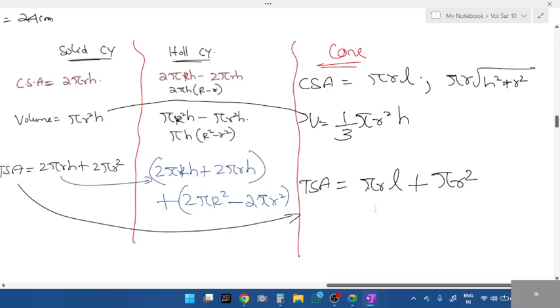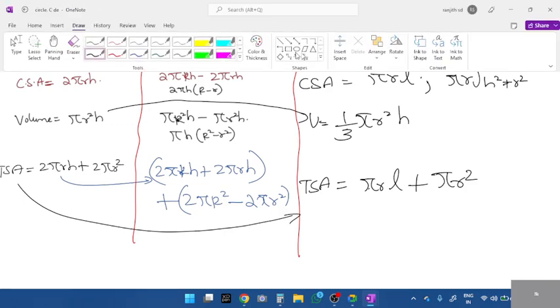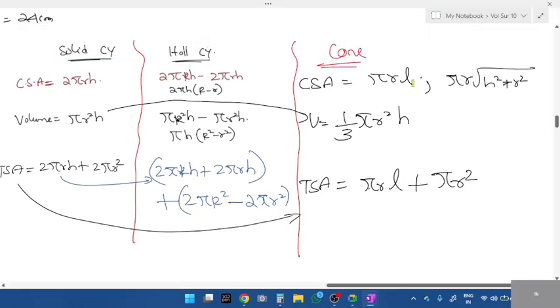Pi r L plus pi r square. 1 by 3 pi r square h. Only for volume it is h, students. Remember, only for volume. For curved surface area it is not h. It is changed. Lateral, not lateral. What is this? Slant height. L stands for slant height.